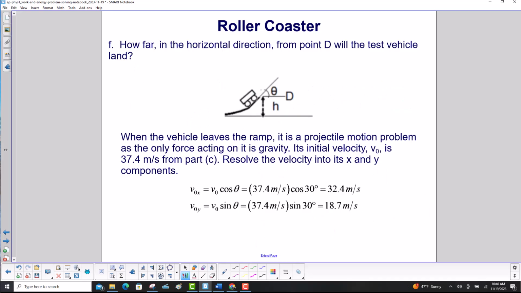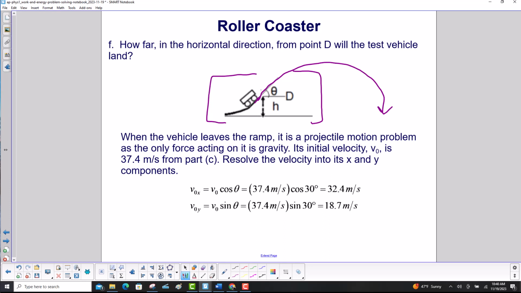How far in the horizontal direction from point D will the test vehicle land? Here's an expanded view of the last pieces of this problem. And what's going to happen when the vehicle leaves the ramp, it is a projectile motion problem, as the only force acting on it is gravity. So it's going to do something like this.